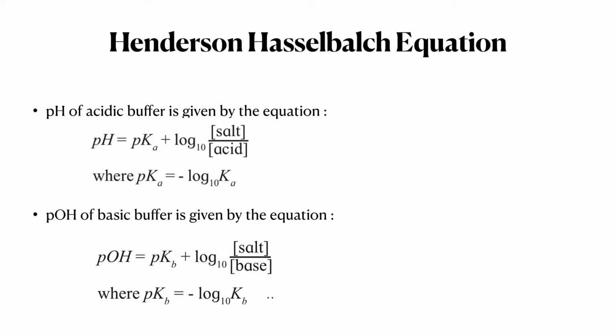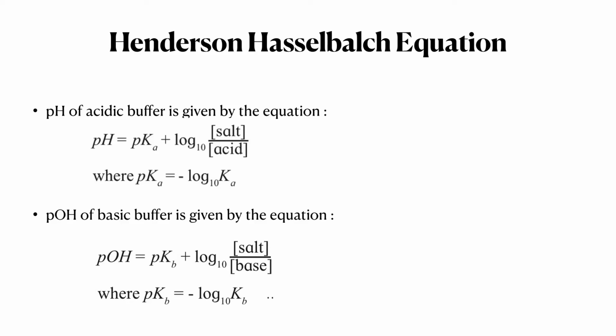This equation is referred to as the Henderson-Hasselbalch equation. The pH of an acidic buffer is given by pH equals pKa plus log to the base 10 of the concentration of salt upon the concentration of acid, where pKa is equal to negative logarithm to the base 10 of Ka, and Ka is the dissociation constant of the acid.